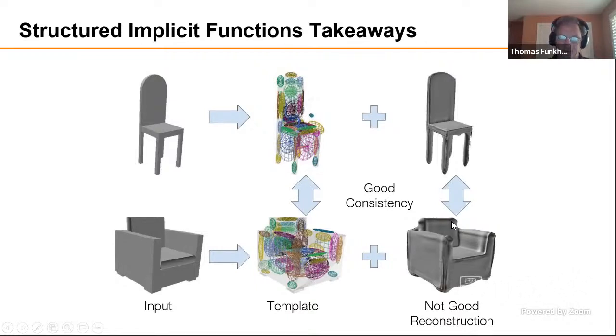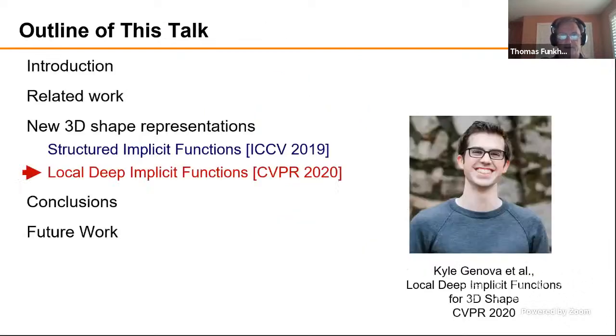It does not produce the greatest reconstructions. The things on the right here are not like world-class reconstructions, but they're good enough to guide the template inference to produce the right set of decompositions. And that was the point. Okay, so that was the takeaway from that first project on structured implicit functions.